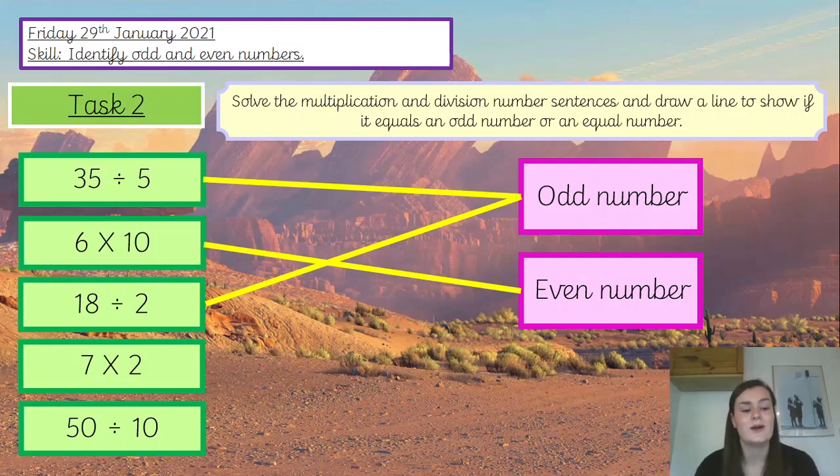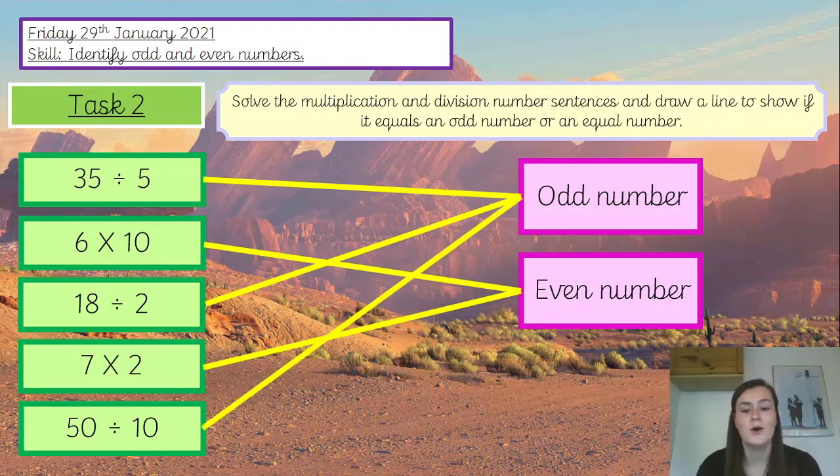It's 9. Well done if you used your bar model to figure that one out, or you shared some resources like we've been practicing into equal groups. 7 times 2 is an even number because 14 ends in a 4, which is in our 2 times table. And 50 divided by 10, what did you put for that one? It's an odd number because 50 divided by 10 equals 5, and 5 is an odd number, isn't it? So you can tick each of those if you got them right. Well done. And of course, as always, if you would like to correct them, if you didn't quite get them right, you can do that as well.